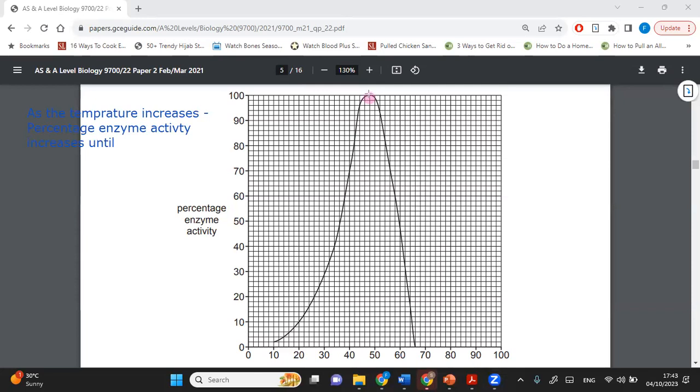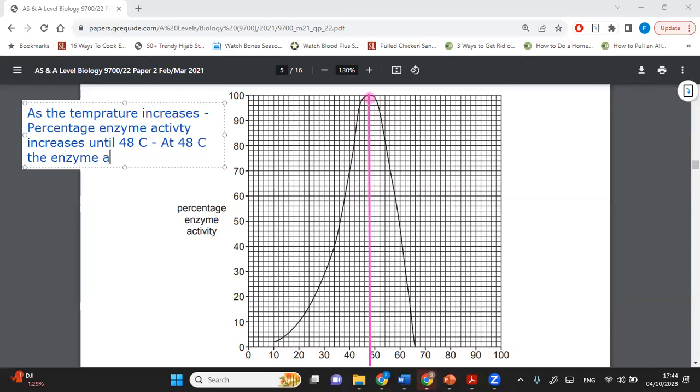Let's read from the graph. Until we are at about 48 degrees centigrade. So what should I call 48 degrees centigrade? This is the temperature at which the enzyme activity is maximum. So what is that temperature called at which we have maximum enzyme activity? We call that temperature the optimum temperature, right? So we will have reached the optimum temperature.